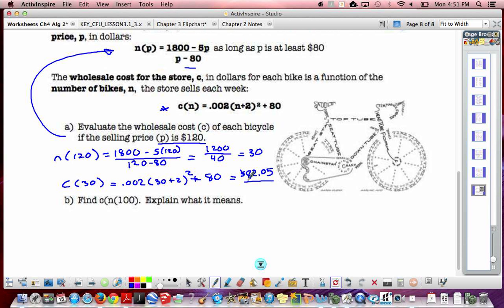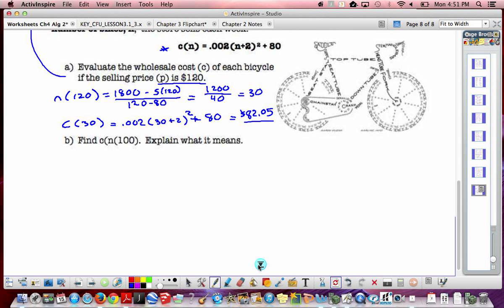So now it says, find C of N of 100, and then explain what that means in the context. So it's just like what we did. So we're going to first find N of 100. So 1800 minus 5 times 100 over 100 minus 80. So if I calculate that out, that means this will be 1300 divided by 20, which ends up equaling 26.